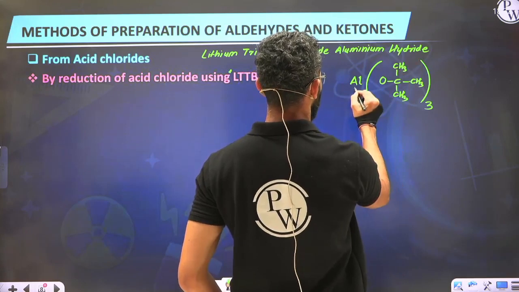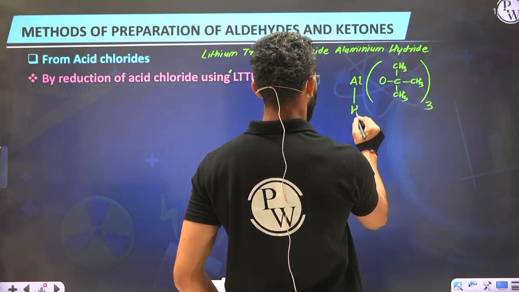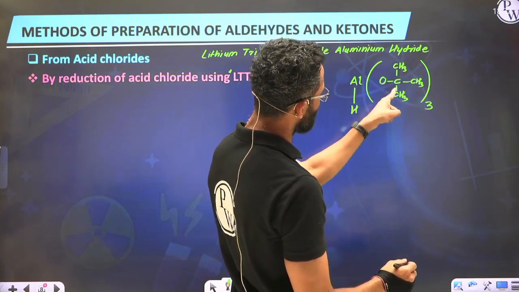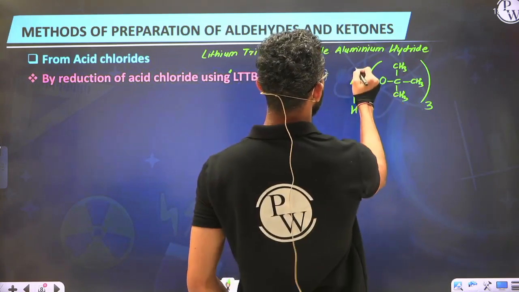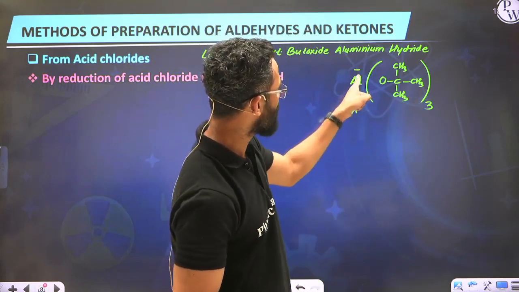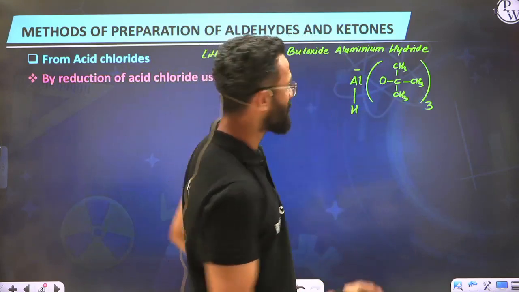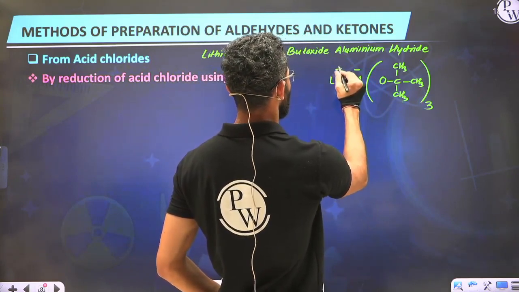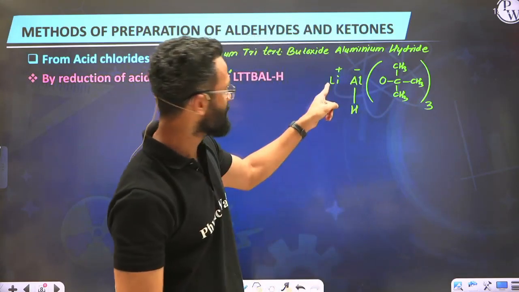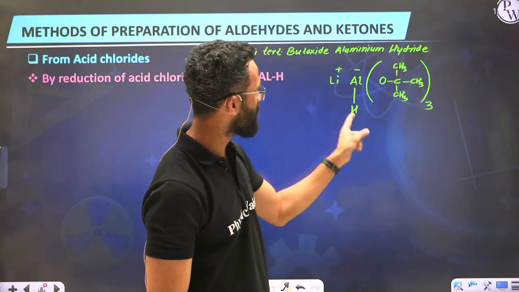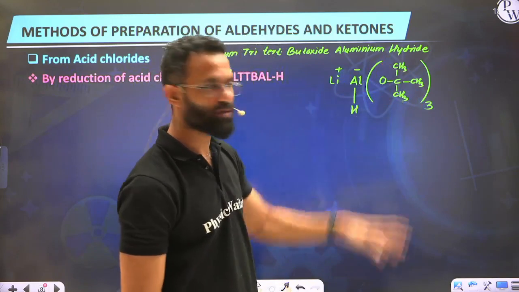carrying hydride. So valency for aluminium is 3. So the 3 valencies of aluminium were earlier fulfilled by this tert butoxide. You got an extra hydride, meaning the charge on Al will be minus. So this is tri-tert butoxide aluminium hydride whose charge is minus. So that is balanced by Li plus. That's how it became lithium tri-tert butoxide aluminium hydride, which is basically a hydride donor.